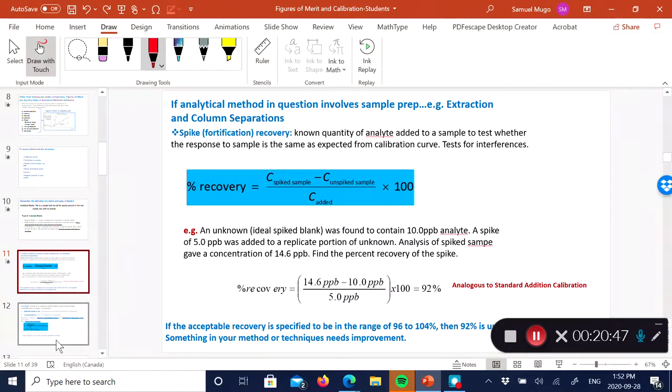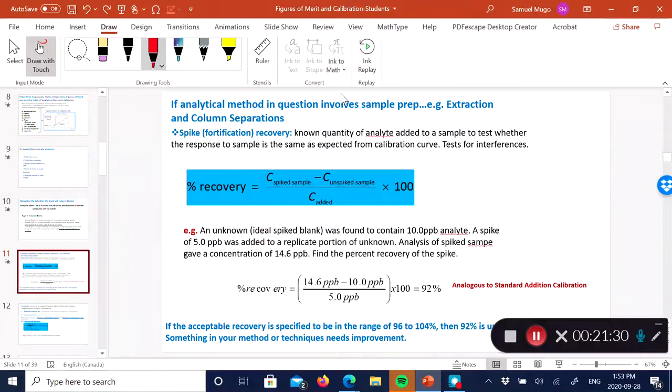So I talked about fortification recovery as a way to determine how accurate your analytical method is, the accuracy of an analytical method. So what is fortification recovery? And sometimes they call it spike recovery. Now, this is often very important if you're doing an extraction in an analytical method. All right. So maybe you're trying to analyze, say, caffeine in coffee. And first you need to extract the caffeine from all the junk that is present in coffee, possibly using column chromatography or maybe using liquid chromatography.